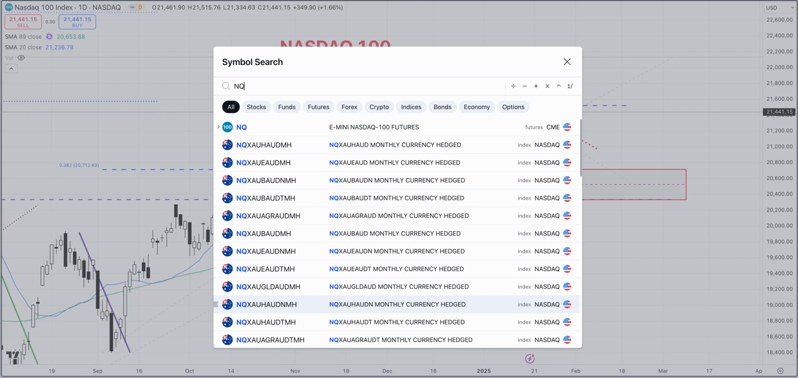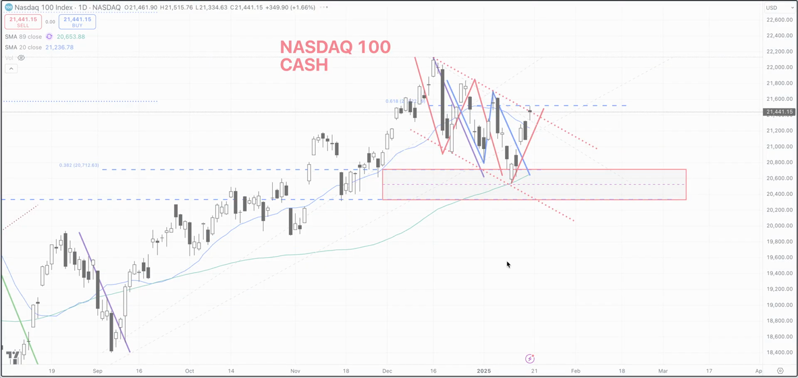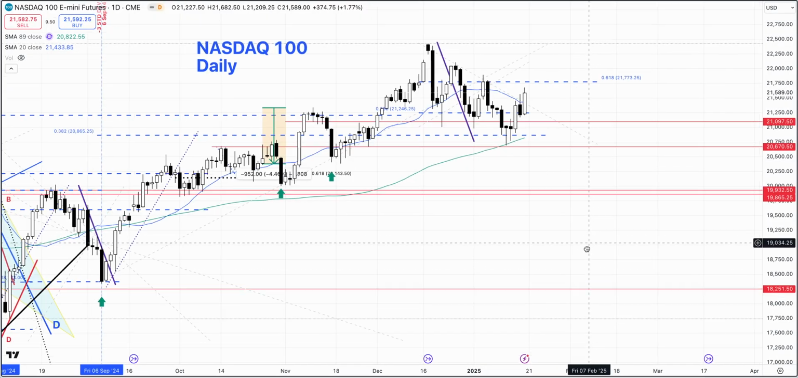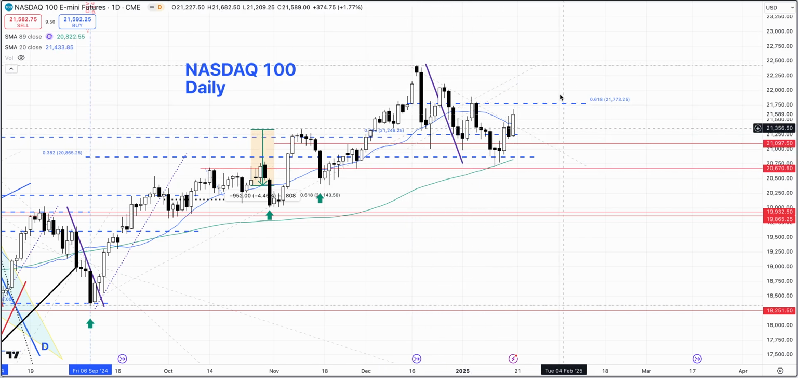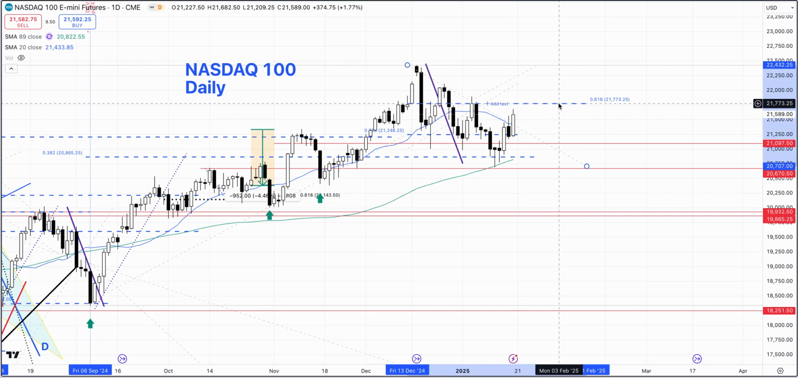So let's take this on the futures chart really quickly. So this is going to be the daily chart. Very similar pattern. I've just not drawn the ABCDs right here, and look, the candle actually closed pretty strong for the futures, just like the S&P 500. So this is the level, 21,770, that we need to be watching really carefully.